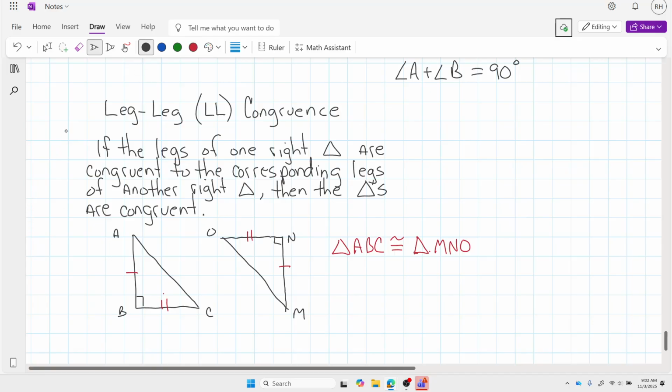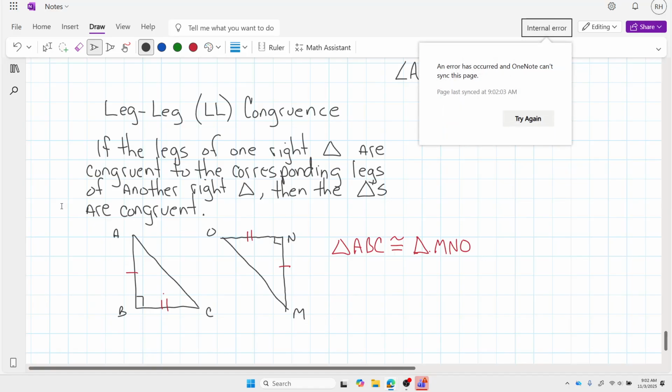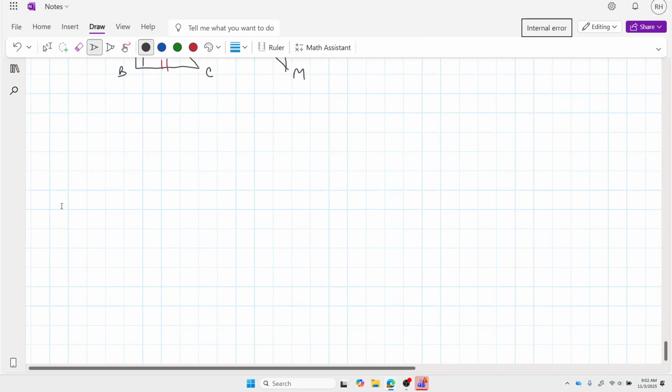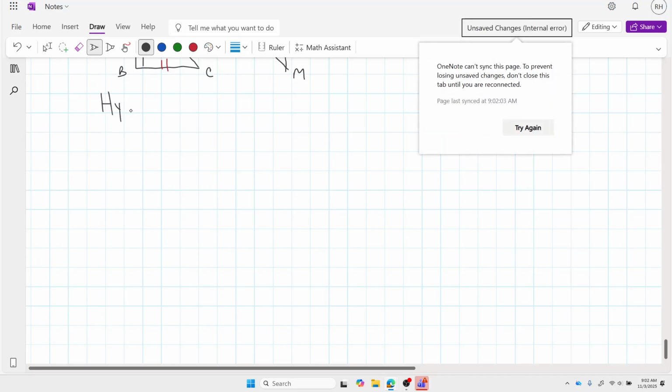Everybody all right with that? Leg congruence in right triangles. Two legs of one congruent to two legs of another, then the triangles are congruent. Theorem 5.7, hypotenuse angle congruence. HA.